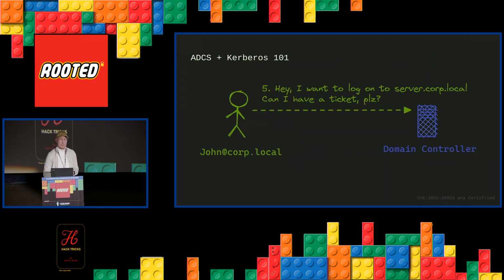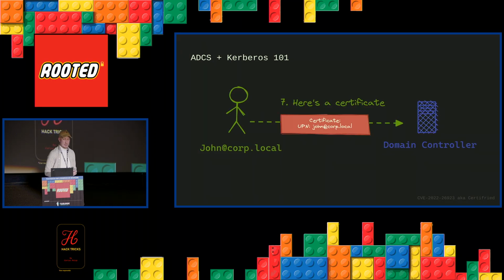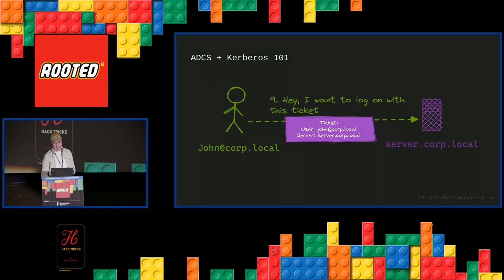Now John can go to the domain controller and say, now I want to log on to the server.corp.local. Can I have a ticket? Again, identify yourself. Well, I have this certificate that proves I have the UPN, john@corp.local. It is signed by the certificate authority, and you trust the certificate authority. So we get a ticket. And again, we can present that ticket to the server.